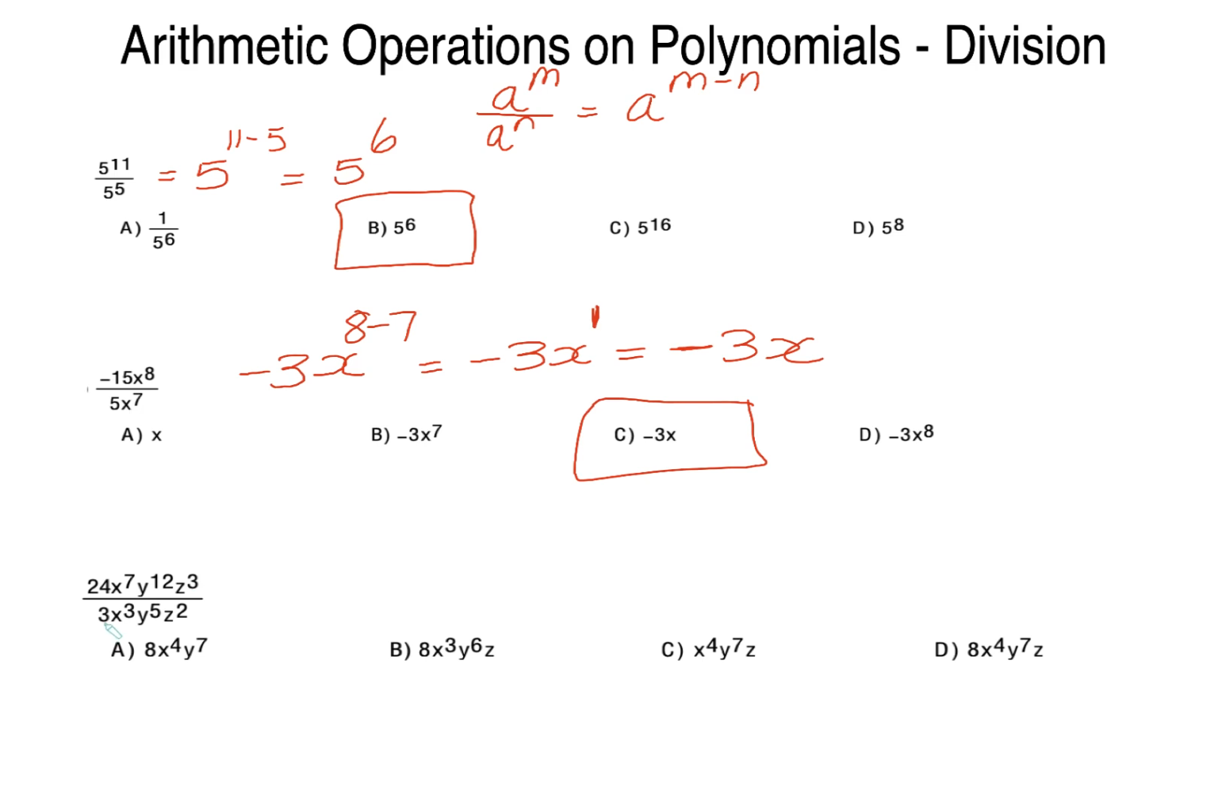Last one in the review, 24x to the 7th, y to the 12th, z to the 3rd, divided by 3x to the 3rd, y to the 5th, z squared. When it comes to polynomials, all of your exponents will be positive, so there won't be any negative exponents. So we're going to begin to divide.